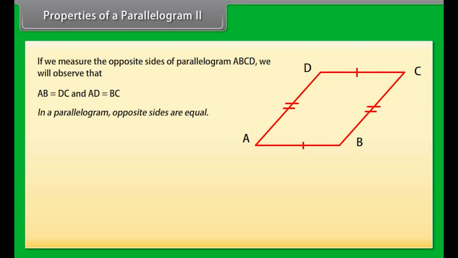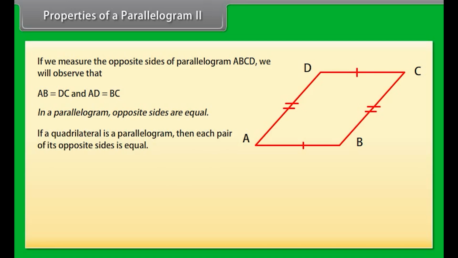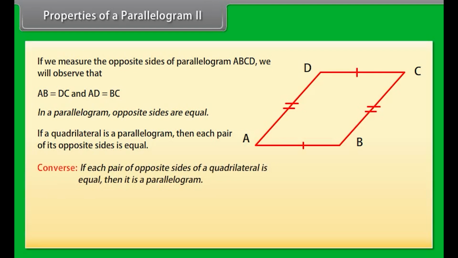This theorem can also be stated as if a quadrilateral is a parallelogram, then each pair of its opposite sides is equal. The converse of this theorem results in another property. This says that if each pair of opposite sides of a quadrilateral is equal, then it is a parallelogram. Let us prove this theorem.